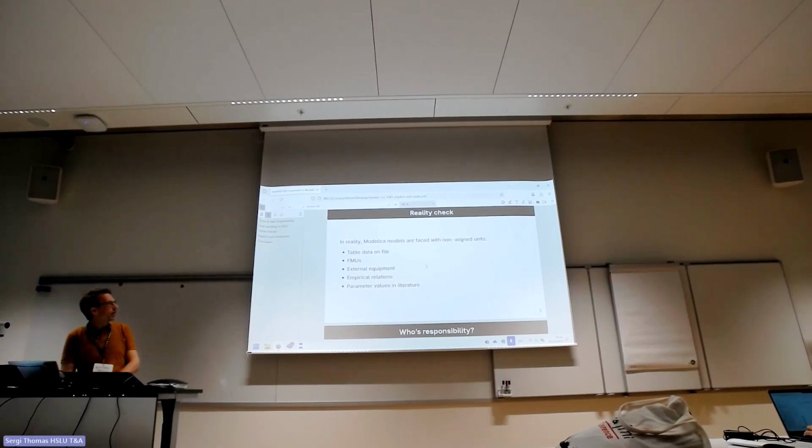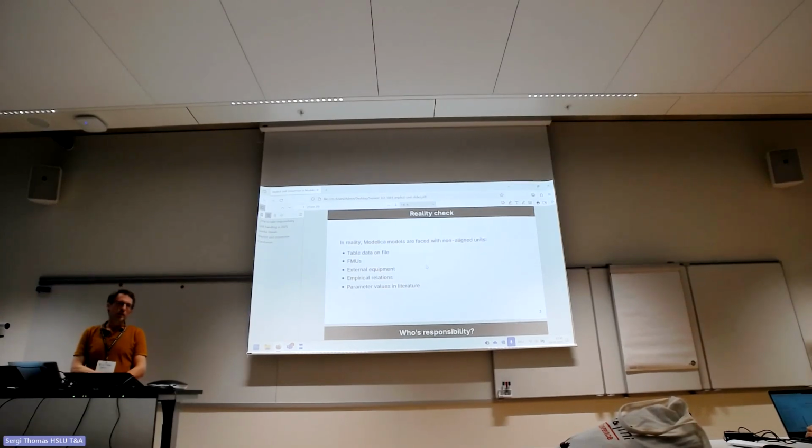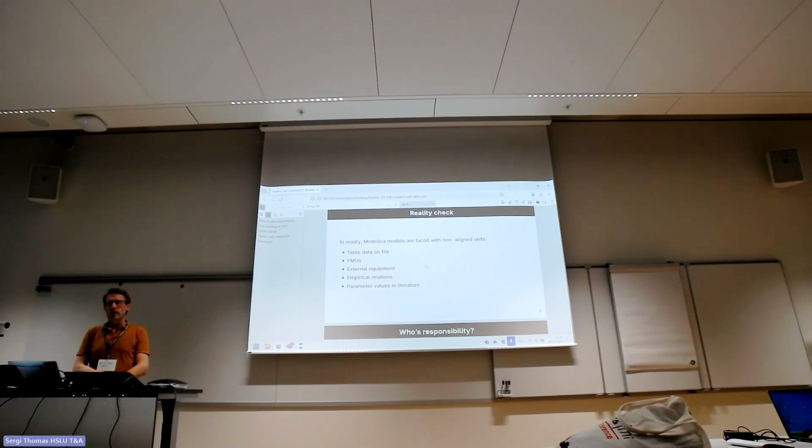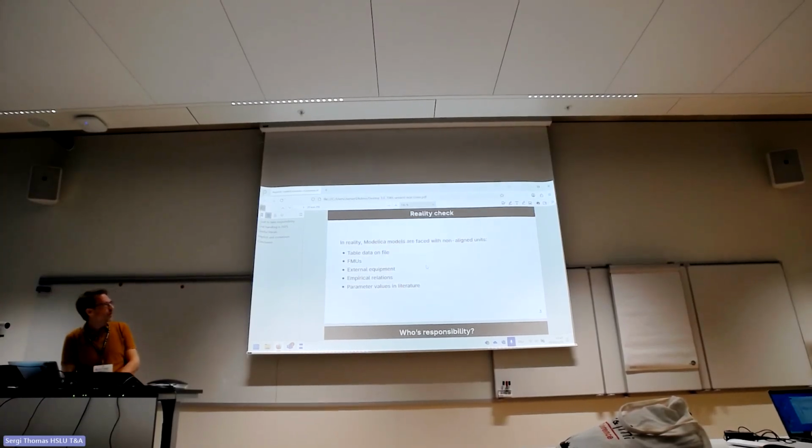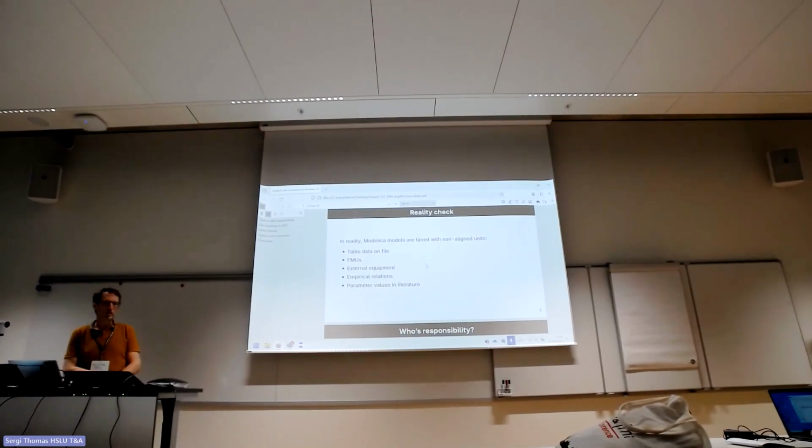We have empirical relations in literature that we want to encode as Modelica models. But what if those empirical relations were based on measurements in non-aligned units? Then we probably cannot just write down the equations in our Modelica model. As a special case of that, we might want to introduce some parameter values from the literature in the model. And chances are that those are not given in unscaled SI units.